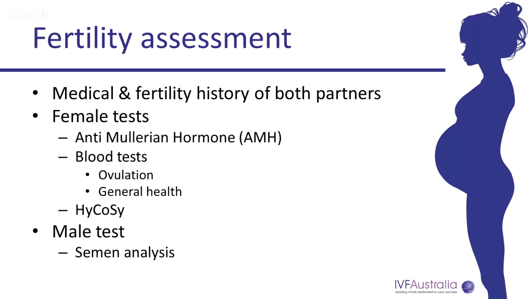Other blood tests that we can do on women include checking their hormones, and checking whether they're ovulating in a regular fashion. We can also check your immunity and make sure that you've got immunity to chickenpox and German measles, that you're not anemic, and check for other factors as well, including general health.